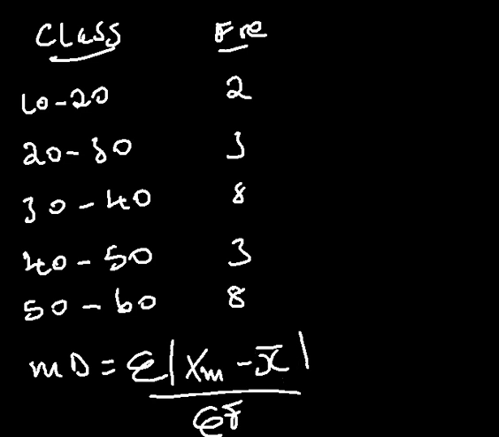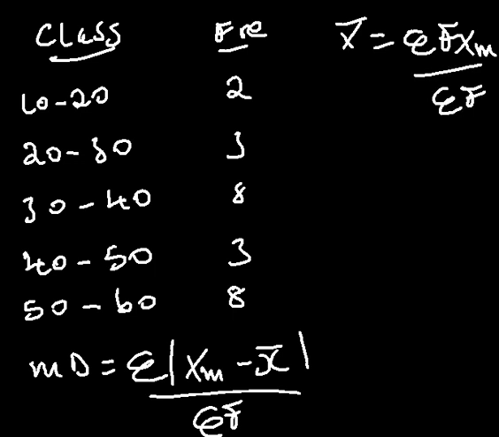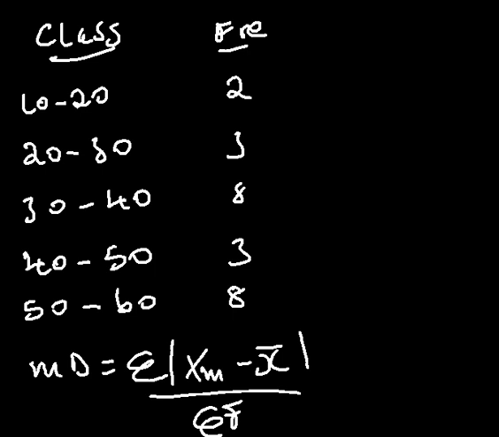So the mean for the grouped data, which is x bar, is given as the summation of the frequency times the midpoints divided by the summation of the frequency. This is the formula for the mean of the grouped data. As the formula suggests, we need to include another column for the midpoints, and also a column for the frequency times the midpoints.